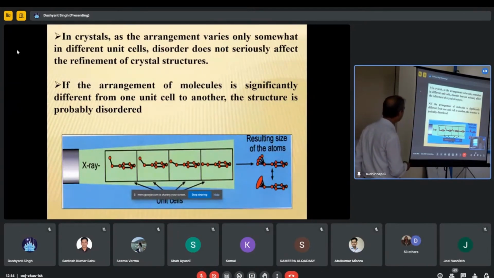Not only a single atom, all the atoms in the unit cell will show disorder. Then we can say your whole molecule, the complete molecule, is showing disorder. This is a very general basic definition of disorder. Why disorder? Because this substituent is slightly rotating from one unit cell to the second unit cell to the third unit cell.